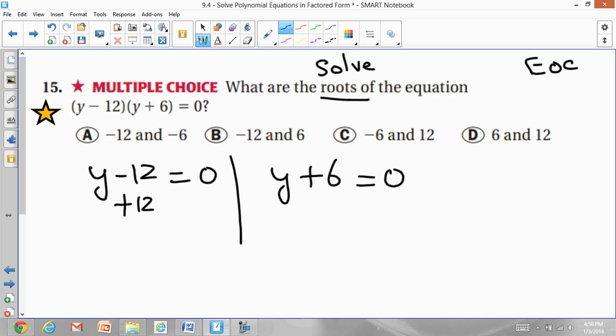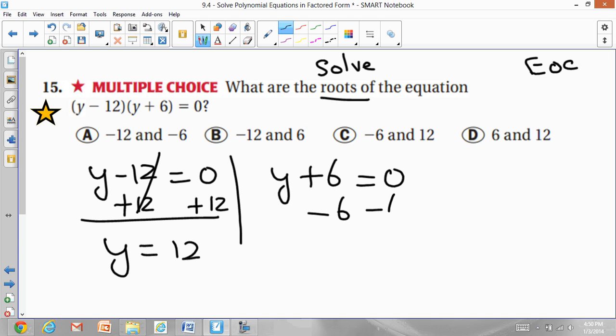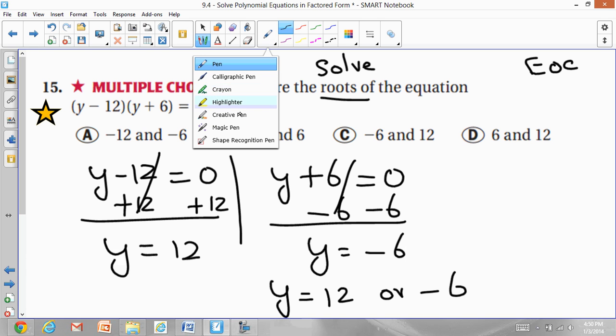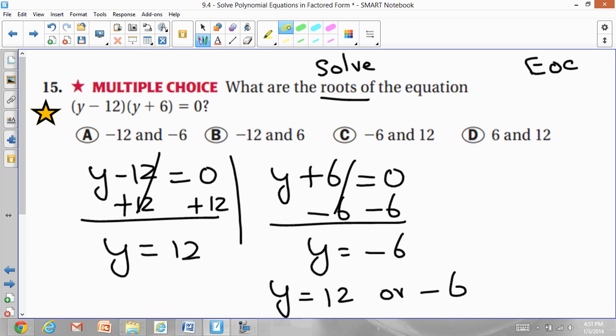This will be a one-step equation, plus 12 on both sides. Cancel. Y equals 12. Go to the right side, solve the one-step equation. You're going to get y equals minus 6. So your y can either be a 12 or it can be a minus 6. Now, after you're done solving, go back to the answer choices and look at C. Your y can either be a negative 6 and it can also take on the value of 12.